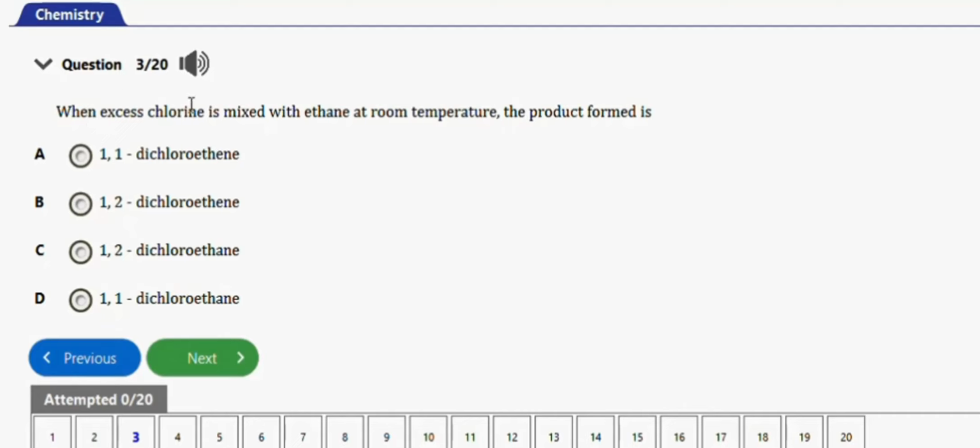The next question will be this one. It says when excess chlorine is mixed with ethane at room temperature, the product formed is. We have 1,1-dichloroethane, we have 1,2-dichloroethane. So guys, looking at the options we have here, this option A is 1,2-dichloroethane. So the right answer will be this option D, 1,1-dichloroethane. Alright, so that's the answer to this question. Very important.